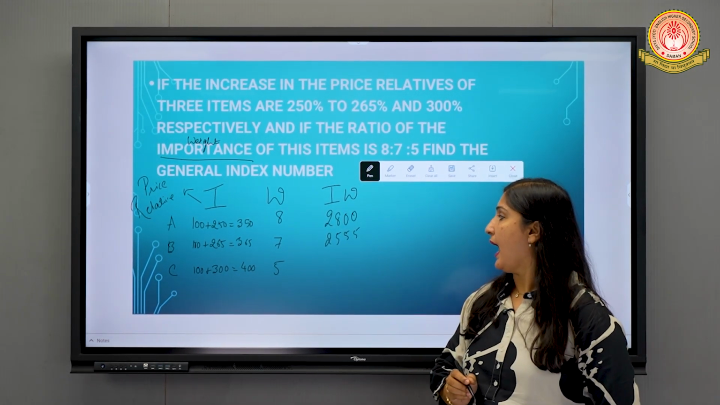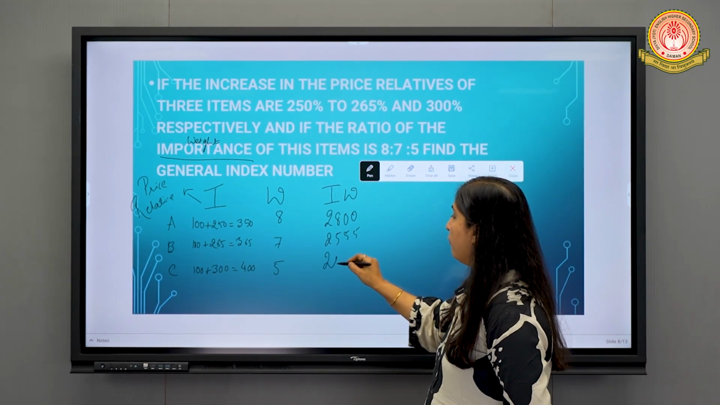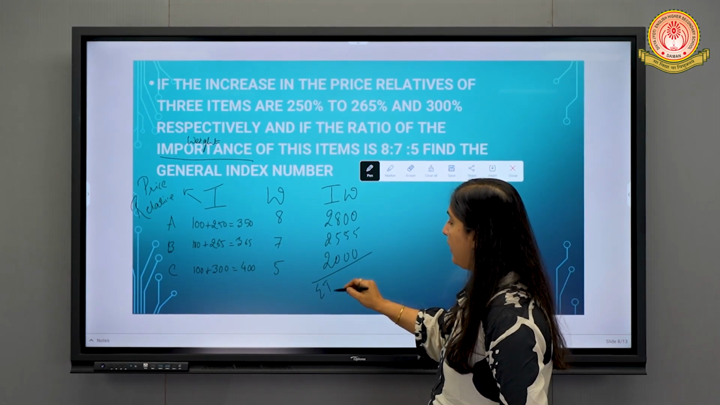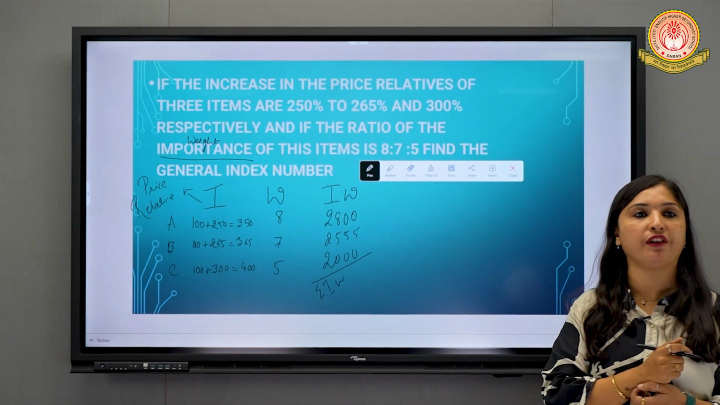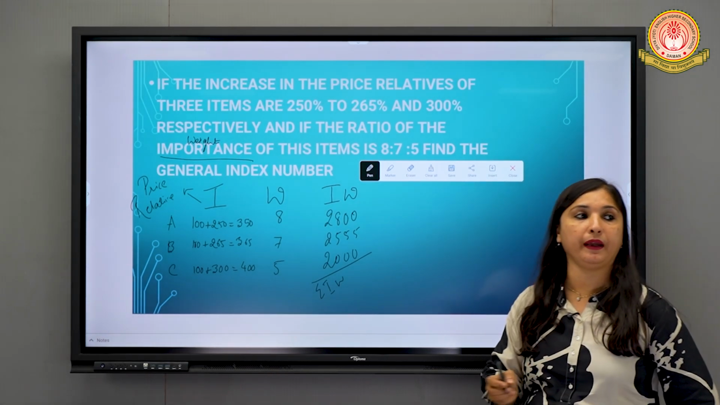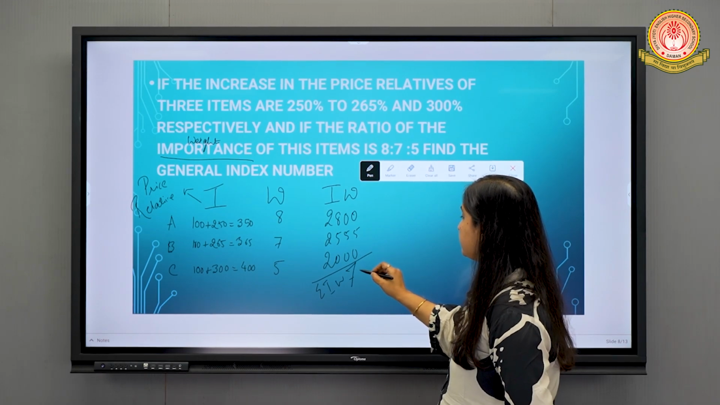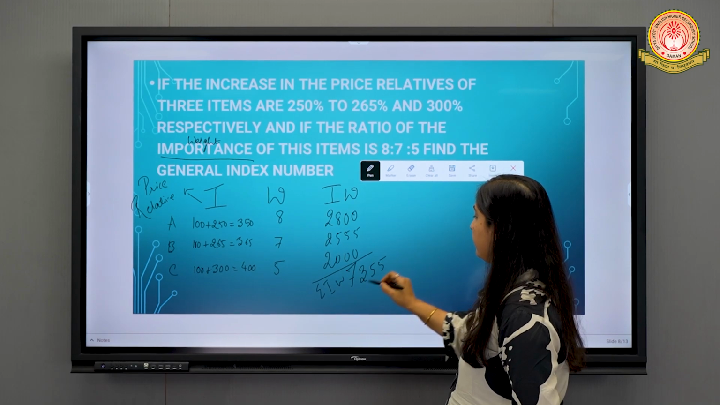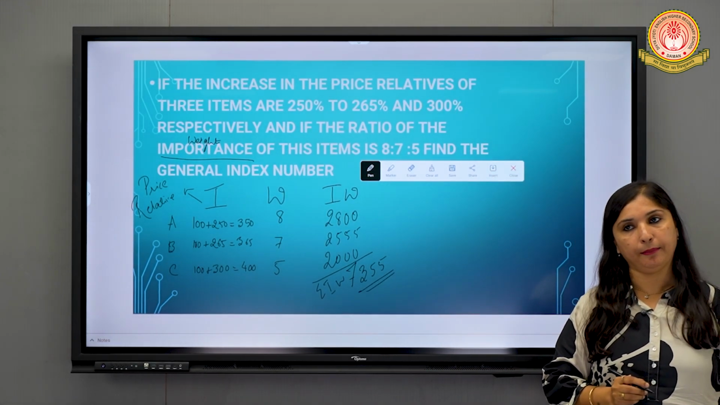2,555. Okay, and 400 into 5 will be 2,000. For doing summation IW, we have to add all the 3 figures: 2,800 plus 2,555 plus 2,000, and that will be 7,355. Okay, we got the total of sigma IW.